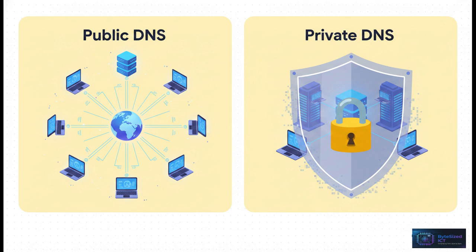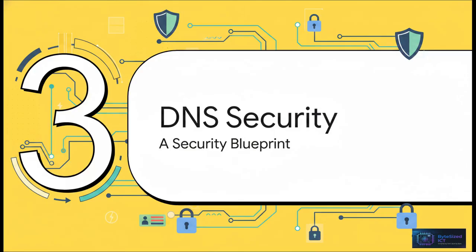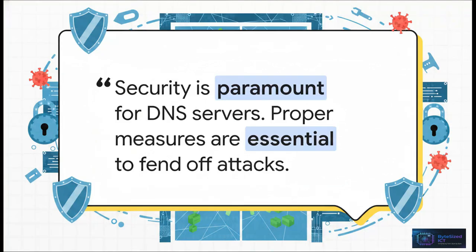But then you've got private DNS, which is for a closed network, like a company's internal system. The huge benefit here is control. An organization can manage its own private phone book for way better security and customized network traffic. And because DNS is so incredibly central to everything we do online, securing it is one of the most important steps you can take in building a reliable network. I mean this seriously. This isn't just a best practice. It's an absolute necessity.